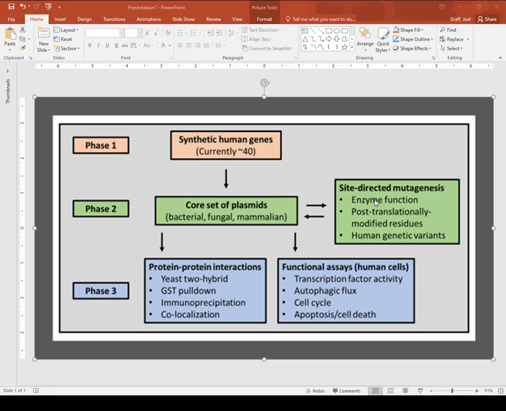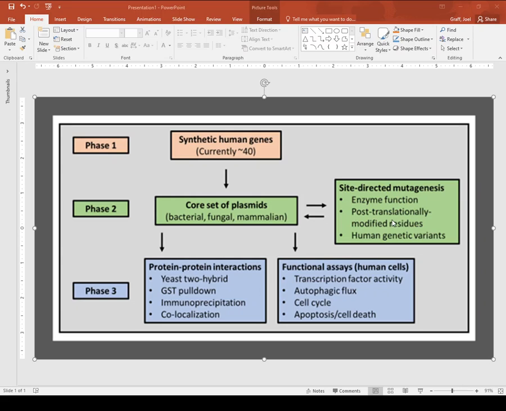For example, we study RING domain proteins. A RING domain has a bunch of cysteine and histidine residues that are used to coordinate the binding of zinc, and it's important that these cysteine and histidine residues remain intact so that they are able to fold properly while binding to the zinc. And if we change some of those cysteines and histidines, we essentially knock out the functional domain of our enzyme.